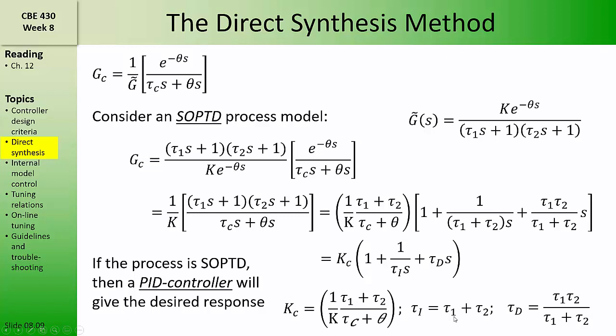The integral or reset time is the sum of tau 1 and tau 2, and the controller gain is determined by the gain, time constants, and time delay of our G tilde model, and the one adjustable parameter tau c, which is the time constant that we choose for the FOPTD response of the feedback control loop. Again, we can choose tau c to be large or small. Typically, we would choose tau c so that the feedback control loop responds more quickly than the open loop process. That is, tau c is usually chosen to be smaller than the dominant time constant in the SOPTD model.